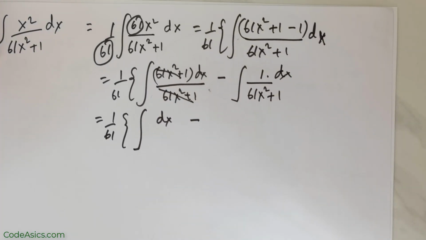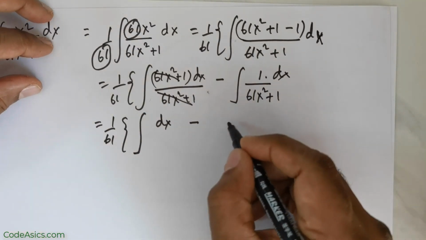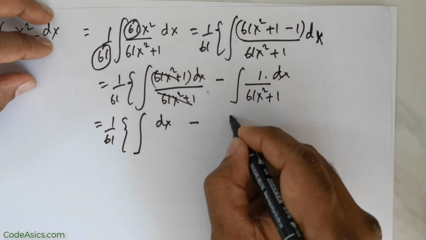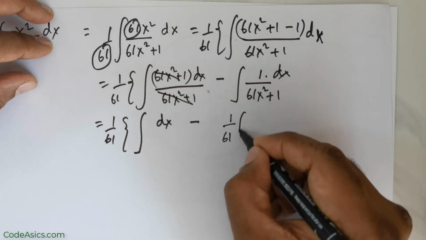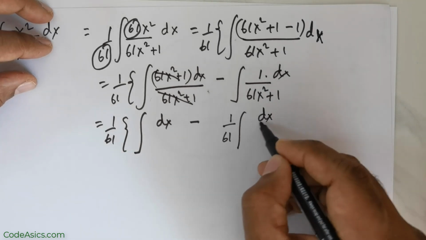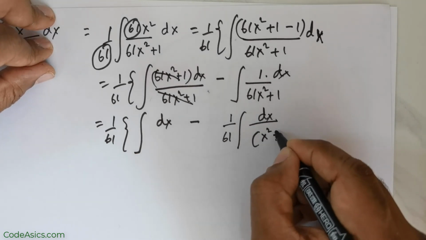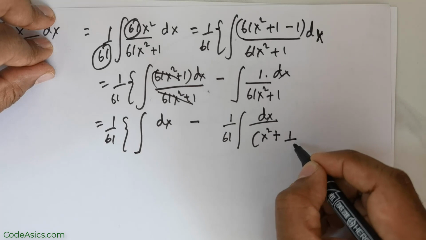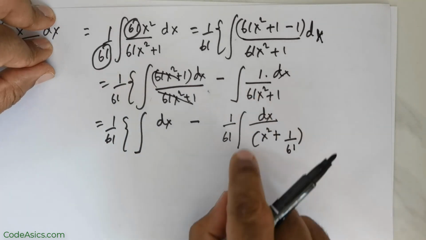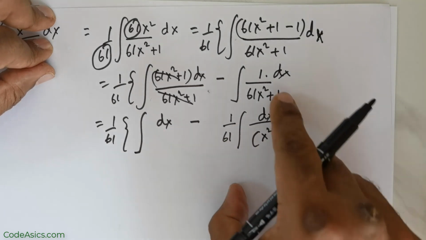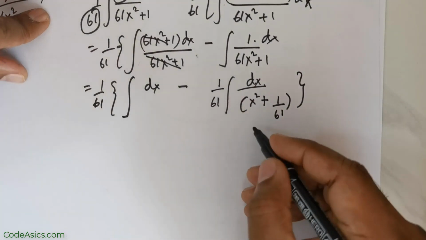So what is that going to be? Now to solve this, I would like to take 61 out. If I were to take 61 out, this is going to be 1 over 61. In the numerator you have dx. This is going to give me x squared plus 1 divided by 61. 61 times x squared will give you 61x squared. 61 times 1 over 61 will give you 1. Okay, now take this part alone.